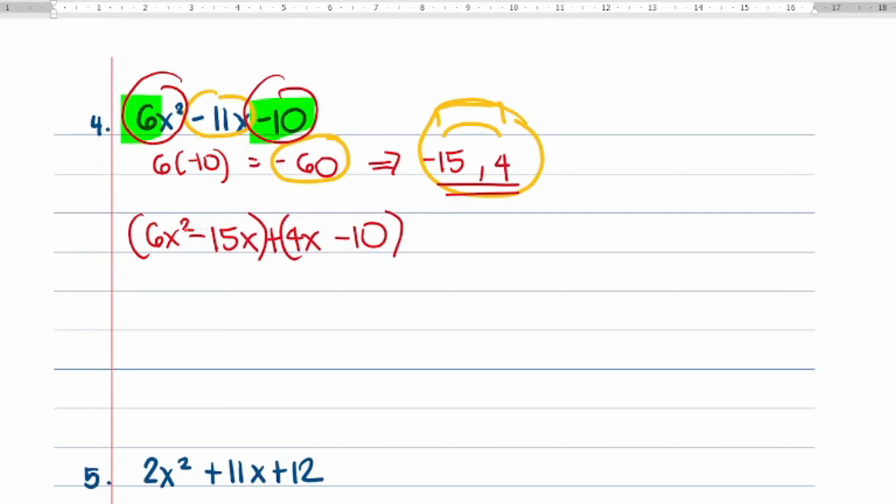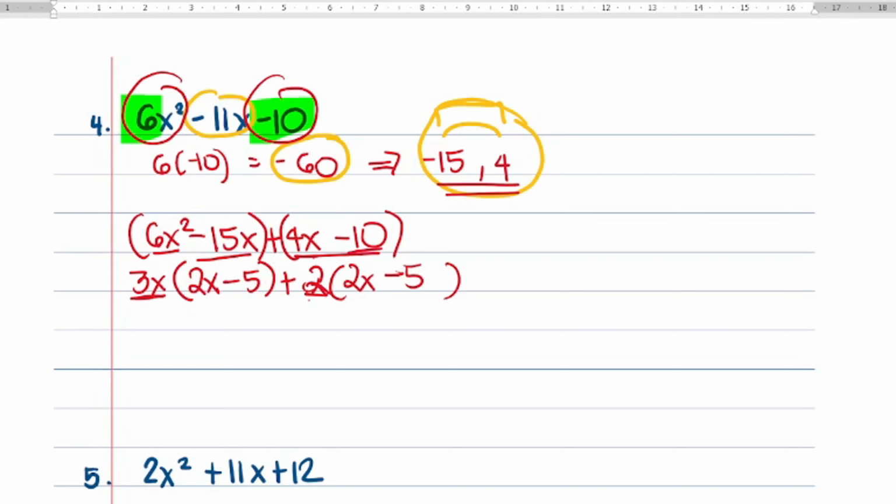Next, unsa may GCMF sa first group? That would be 3x. 6x squared divided by 3x, that would be 2x. Negative 15x divided by 3x is negative 5. Plus, unsa may GCMF sa second group? That would be 2. 4x divided by 2, that's 2x. Negative 10 divided by 2, that's negative 5.